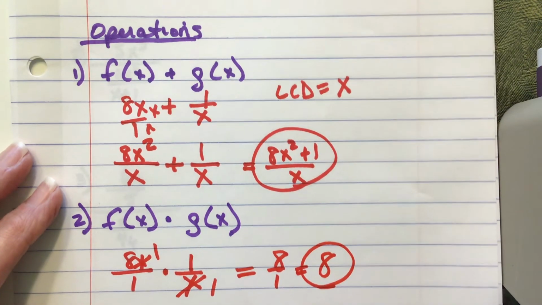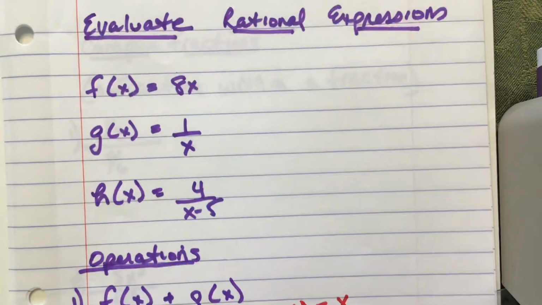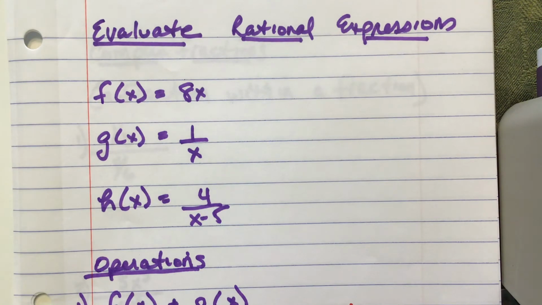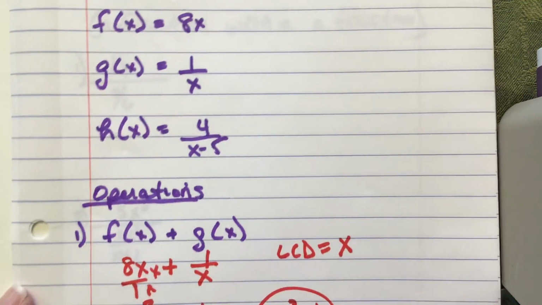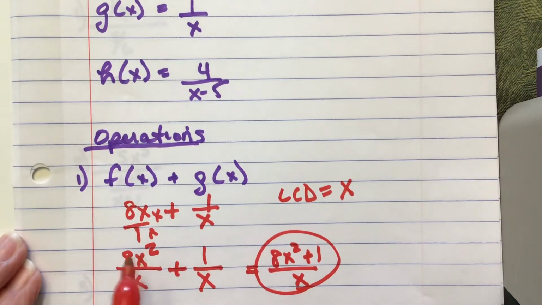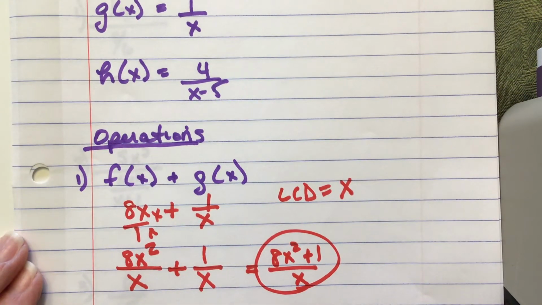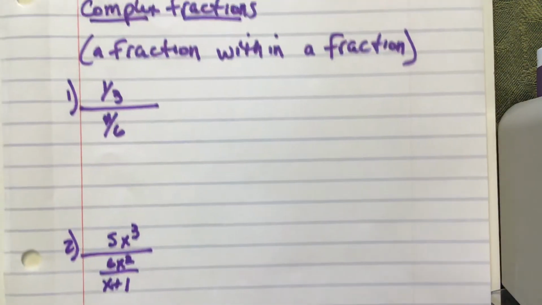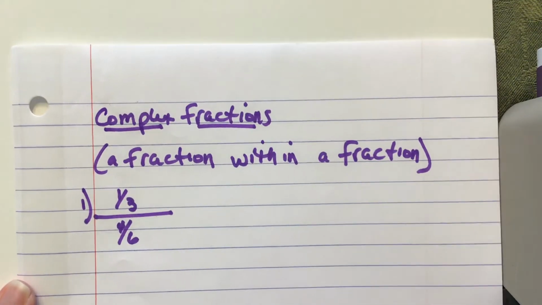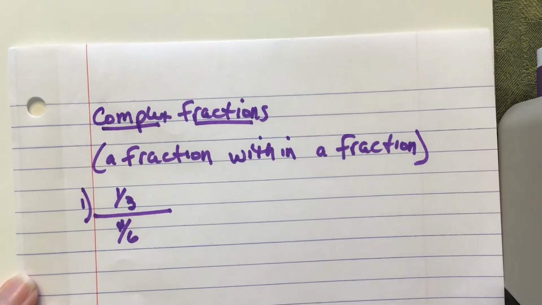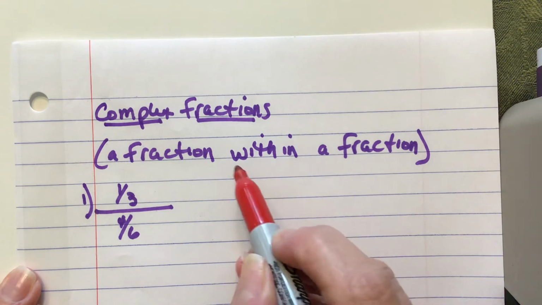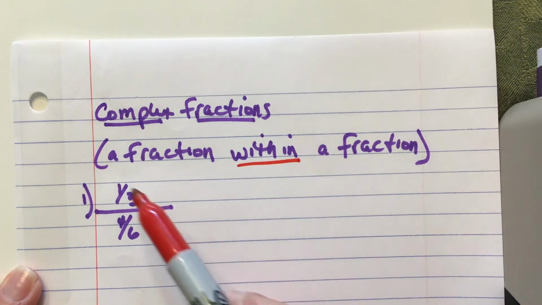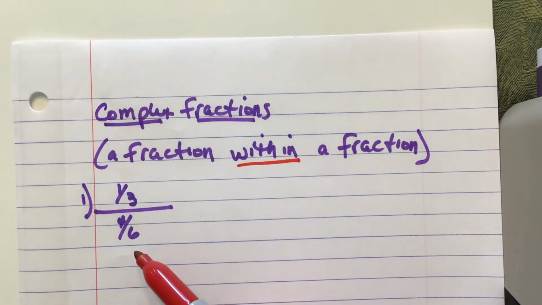Okay, so evaluating rational expressions is just taking a rational expression, some sort of expression with a variable in it, and I'm going to add or subtract, do some operations with them. Now the second part of what we're going to do in this lesson is we're going to look at what's called complex fractions. Complex fractions are a fraction within a fraction. So in this case, I have 1/3 over 4/6. And I'm going to have to figure out how to simplify that.